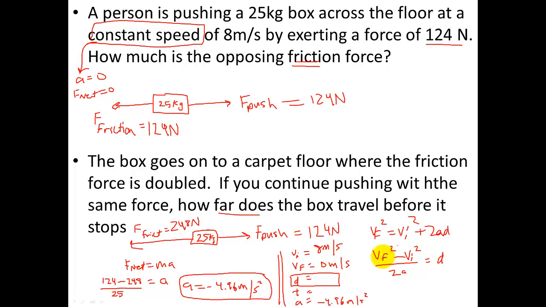And now we can plug in our numbers. Vf is 0, so that's gone. So we have negative vi squared. Vi was 8, so negative 8 squared divided by 2 times a, and a was negative 4.96. It's good because this negative will cancel with this negative. So ultimately we're going with 8 squared divided by 2 divided by 4.96. Type all that in your calculator, and we get 6.45 meters as the distance that the box will travel before it stops.